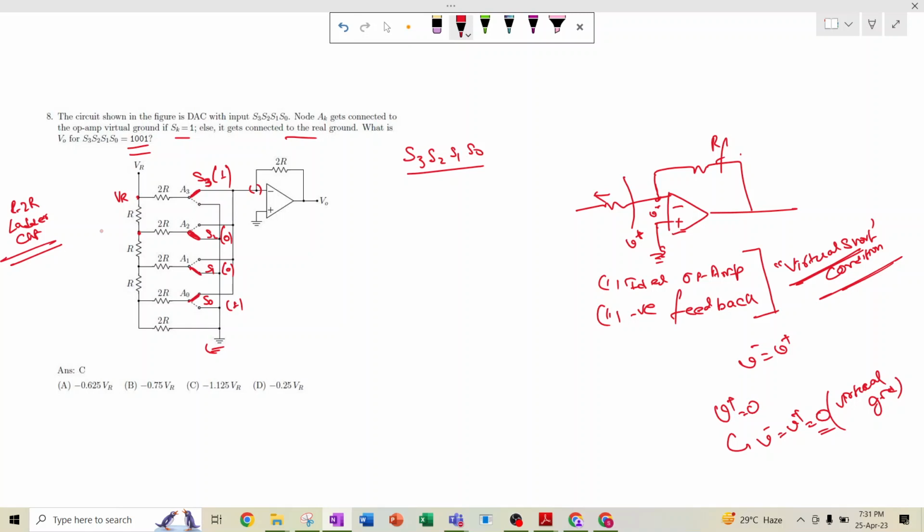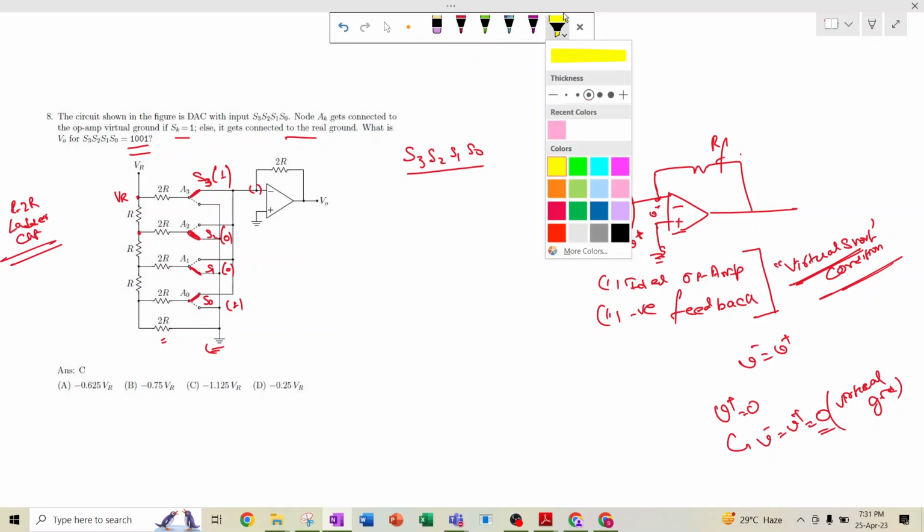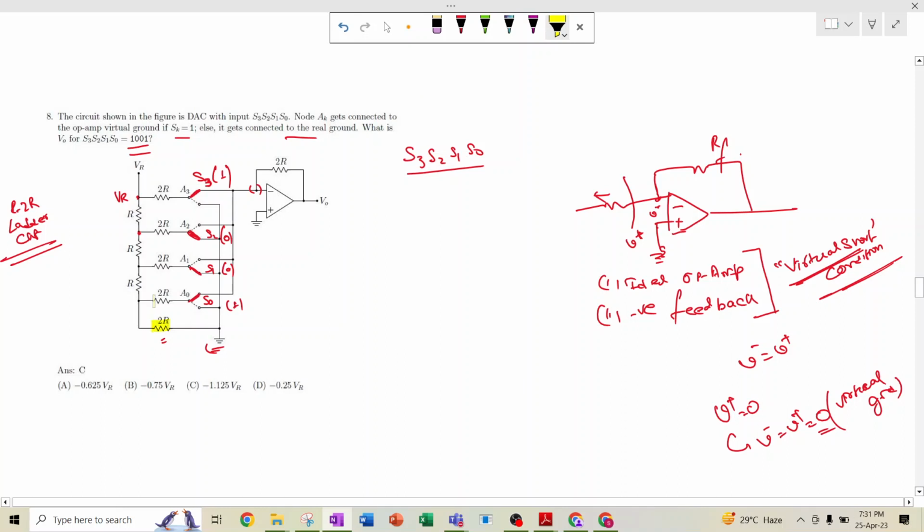Okay, so what is happening? VR is there, so these 2R and 2R are in parallel combination. This 2R and 2R parallel combination makes an R in series. This R and this R will make 2R, right? So it is 2R, 2R, and this 2R, 2R again in parallel combination will make an R over here. This R and R will make a 2R, and these 2R and 2R again make an R.